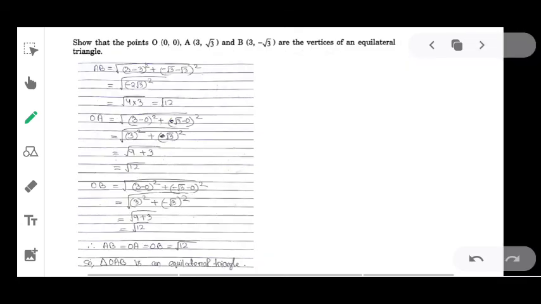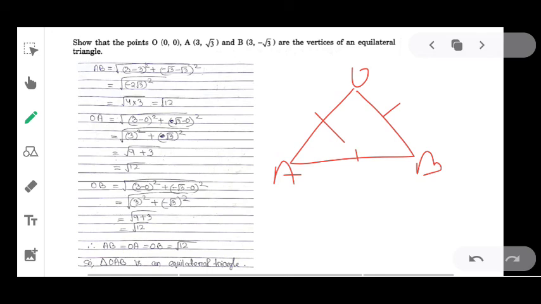Clear? Next question. Show that the points O (0, 0), A (3, root 3) and B (3, minus root 3) are the vertices of an equilateral triangle. That means if these are the points O, A, B, and these are the three vertices of an equilateral triangle, then equilateral triangle means OA equal to OB equal to AB.